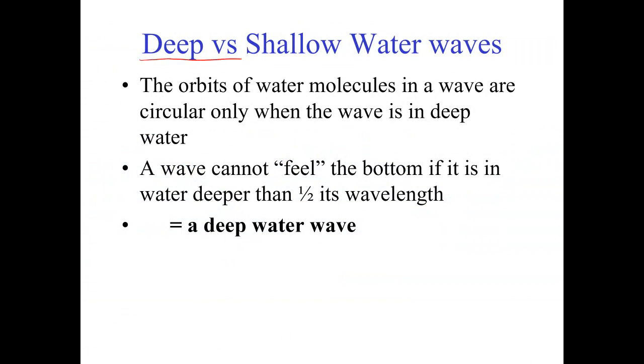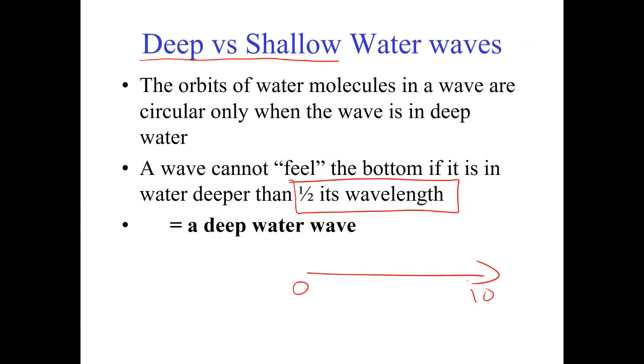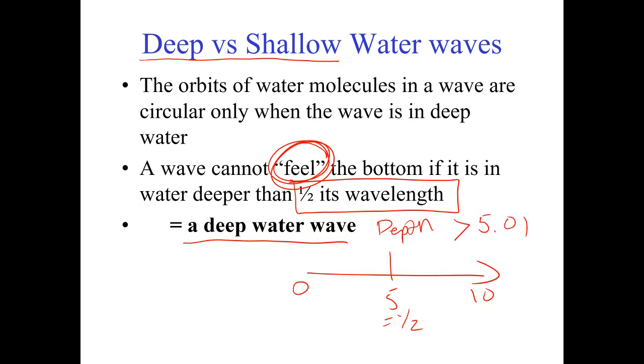Remember when we introduced the concept of deep versus shallow water waves? All we did was take half the wavelength, right? We had used an example of 5. So we're going to use that particular example again. We're going to use 5 as our halfway point. If the wave cannot feel the bottom, it's going to be a deep water wave. That means the depth is greater than 5.01, right?